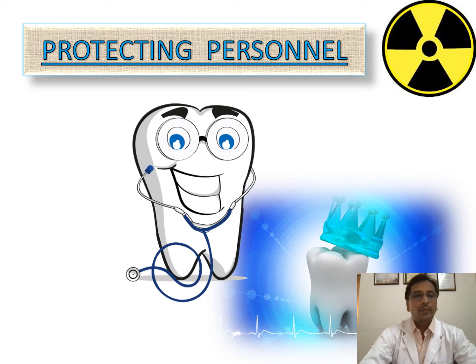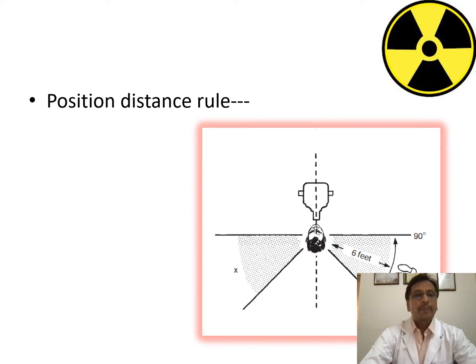Coming to the protection of the personnel, that is the radiation worker. The most important aspect of protection for the radiation worker is to follow the position distance rule. The operator has to always maintain a distance of 6 feet away from the source of radiation, at an angle of 90 to 130 degrees, because this is the most suitable position to avoid any kind of secondary radiation reaching the operator.